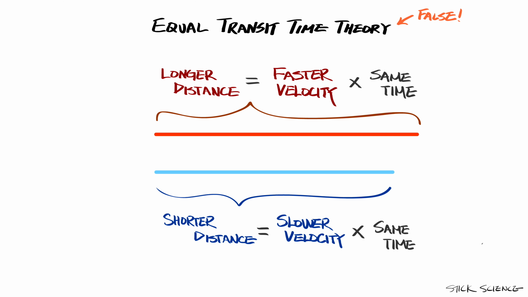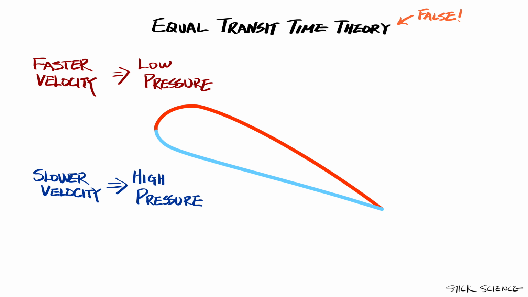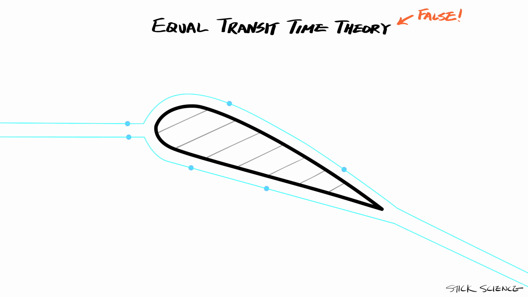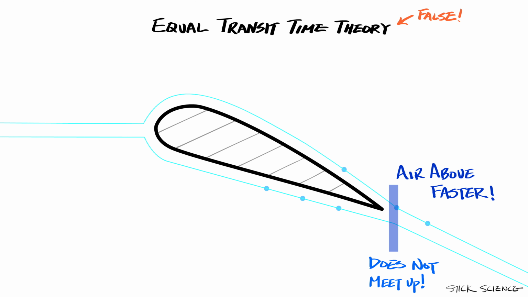And since Bernoulli's principle states that fast-moving fluids have lower pressure, pressure above the wing must be lower than below it, creating lift. This was how lift was taught in the past, and I'm sure many of you learned it this way as well. However, thanks to experiments done by scientists, we now know that air above the wing travels much faster than below it and that they simply don't meet up. This directly contradicts the equal transit time theory, and because of this new knowledge, many have forsaken Bernoulli's principle as a way to explain lift.